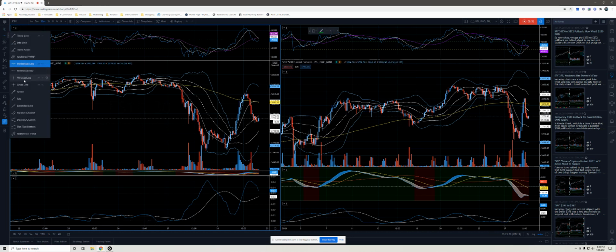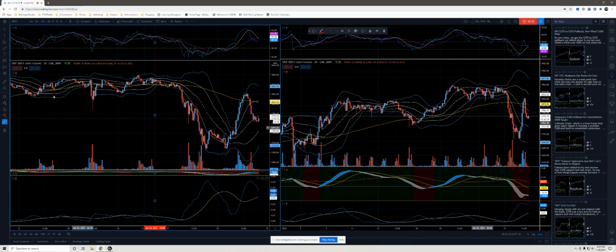So if I take two lines from here to here, this time frame right here, we were in a very tight consolidation cycle. As you can see, the bands were very tight. Now, the biggest thing is which direction are we going to go?